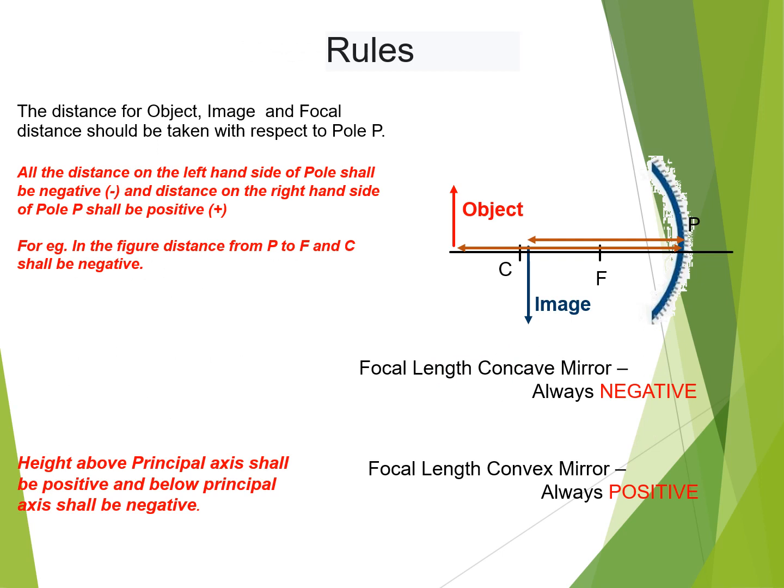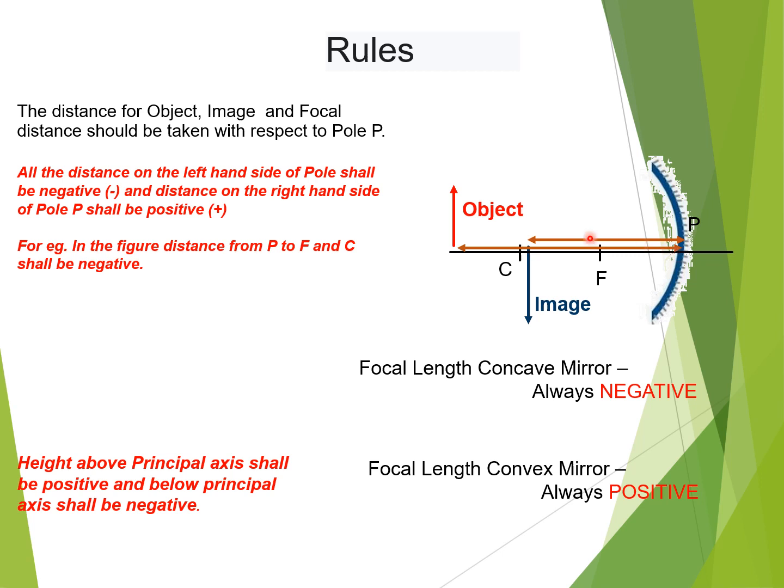Now certain rules. Friends, the distance of object, image and focal distance should be taken with respect to pole. So in the numerical they will always say that the object is placed 30 centimeter from mirror. So we have to consider it that 30 centimeter from pole, and pole is the middle point of this mirror. So all the distances have to be taken from pole, number one.